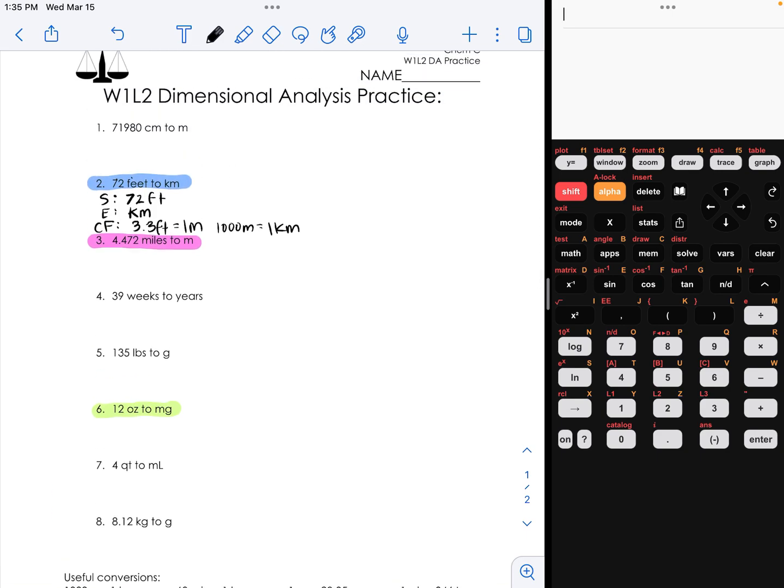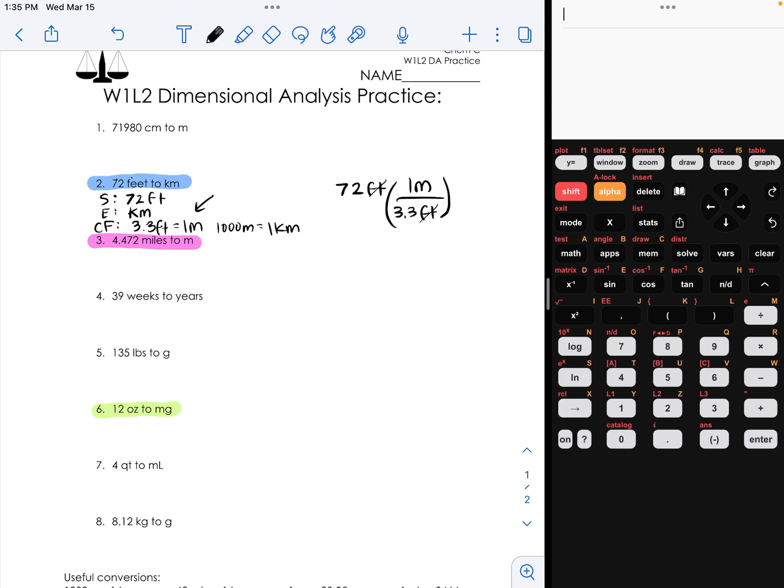Excellent. Now we just have to set it up. We start with our starting value of 72 feet, and then we need to set up space to write in our conversion factor. We want to cancel out the unit of feet, so we're going to use our conversion factor that has feet in it, and we want to put those 3.3 feet on the bottom so that the unit of feet will cancel out with the other one that's on top. 3.3 feet equals 1 meter, so I'll put that on top.